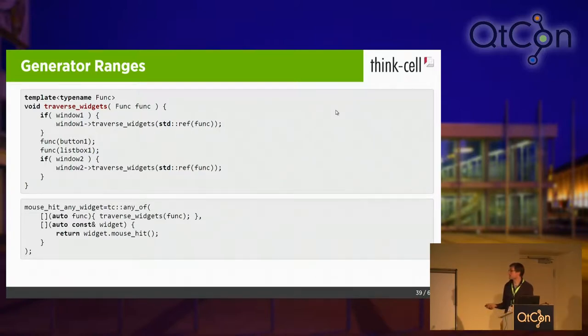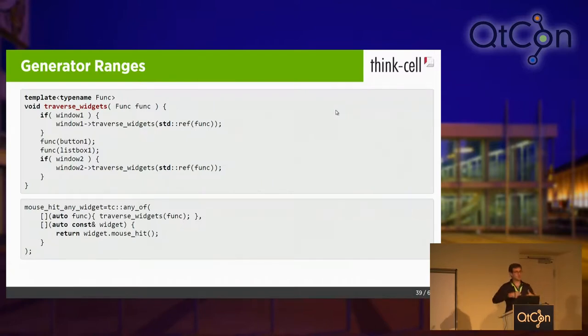You say, okay, did my mouse hit anything? Well, the first thing is kind of a range. You pass in a function, and it will just traverse the widgets. And this thing is a little bit like the test function of a normal anyOf, where you say, okay, get me a widget, and I'm just going to check whether that widget got hit by the mouse. Okay, so this is very range-like, although what you're iterating over is not an iterator-based range.